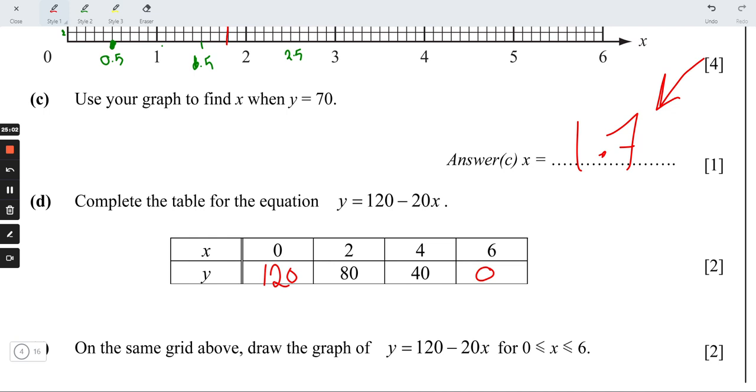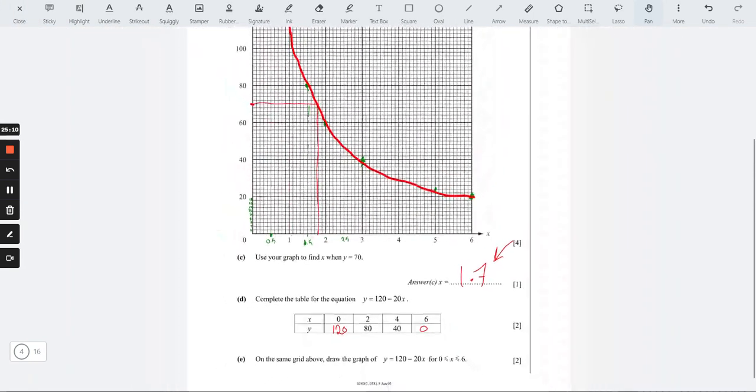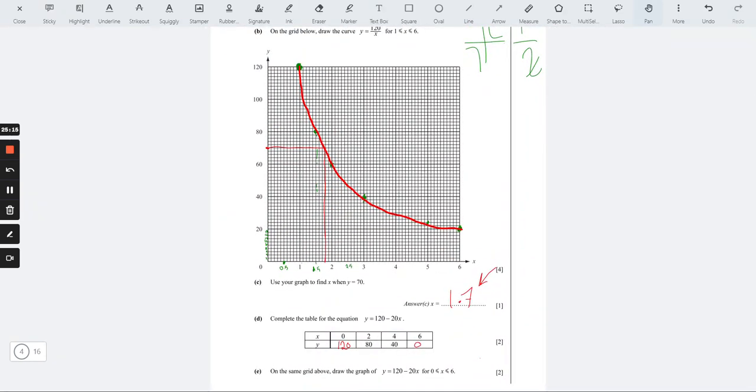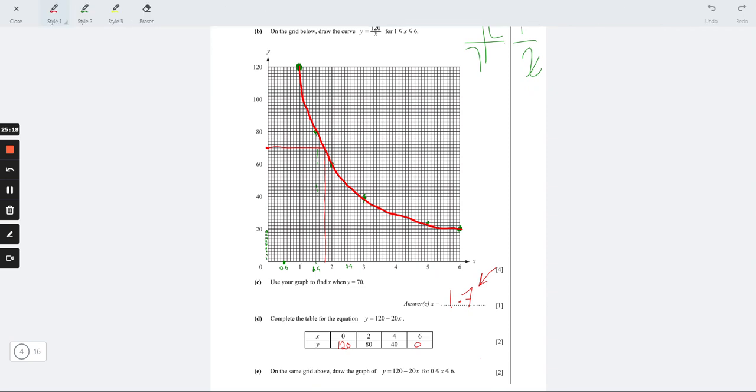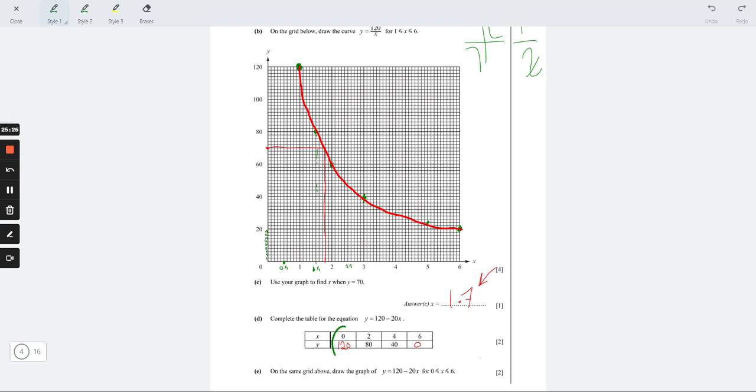Now again on the same grid above, draw the graph of y equals 120 minus 20x. Again we should graph it here, from the point 0 and 120, using another color. The first point is 0 and 120, and the last point is 6 and 0. So this is the starting point and the ending point.